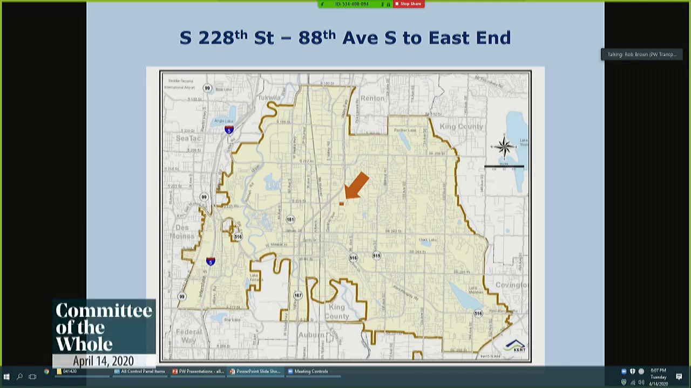Our next location is Southeast 220th Street from 88th Avenue to the east end. This came to us from the police department. Next slide, please.